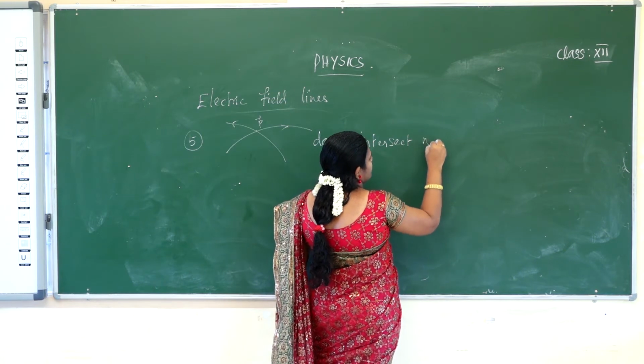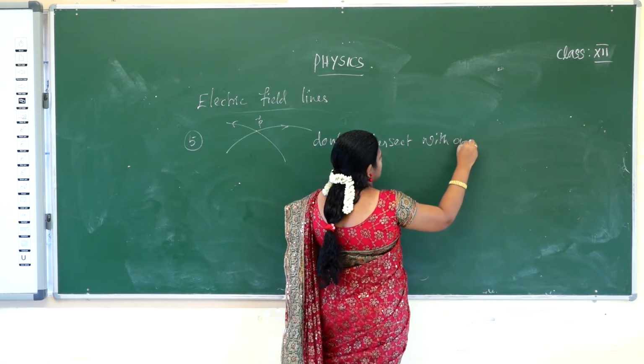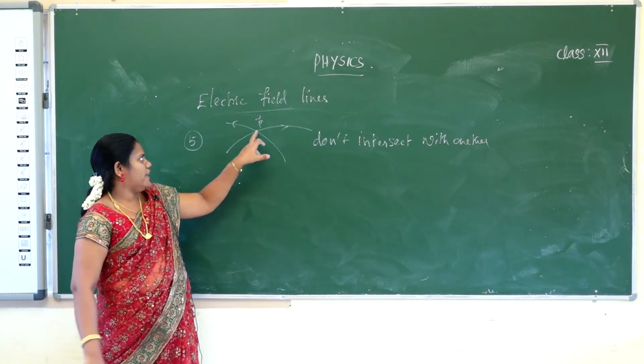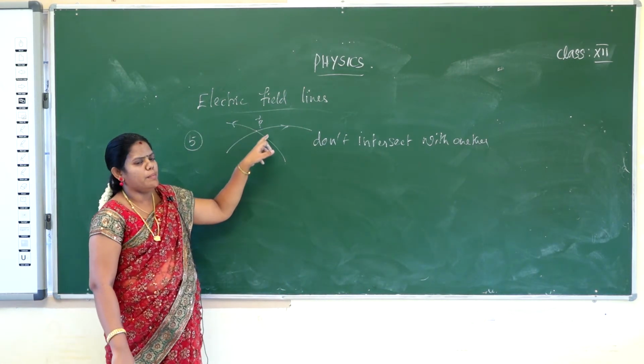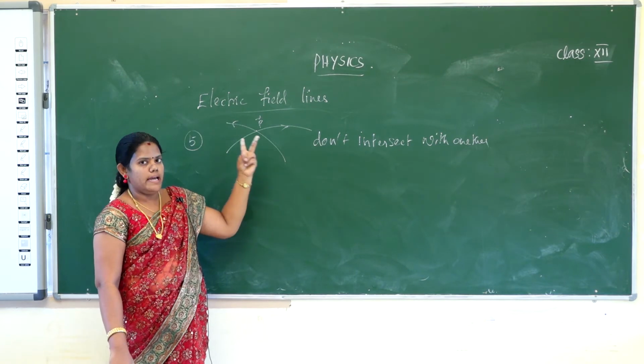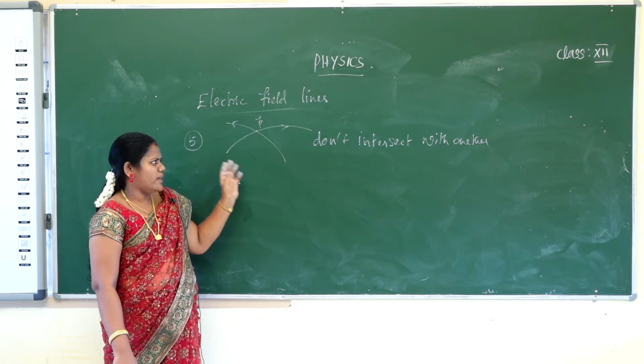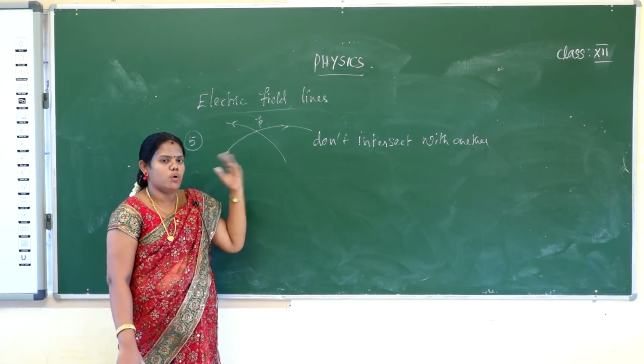Suppose they intersect with one another, at that one point the dipole moment would have to choose two directions. This is not possible for the electric field lines. So electric field lines do not intersect with one another.